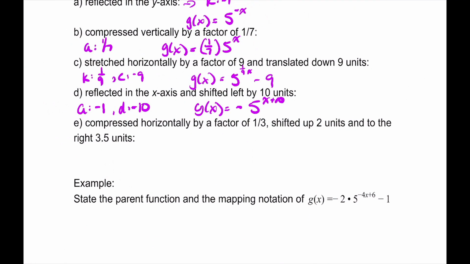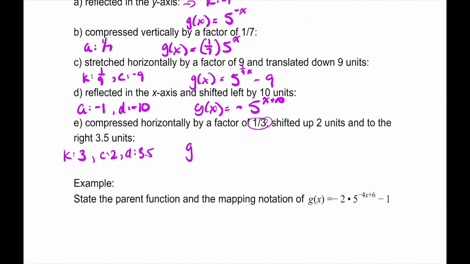Compressed horizontally by a factor of 1/3. So again, this is going to affect my k value. So since the compression factor is 1 over k, we reciprocate this factor over here, so that gives us a k value of 3. And then shift it up 2 units, so that implies that c is going to be 2. And to the right 3.5 units, that implies that d is going to be 3.5.